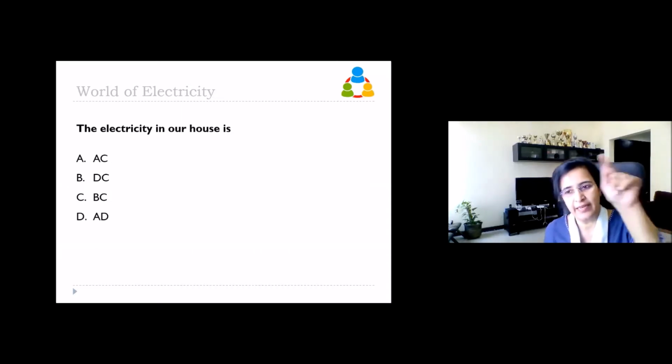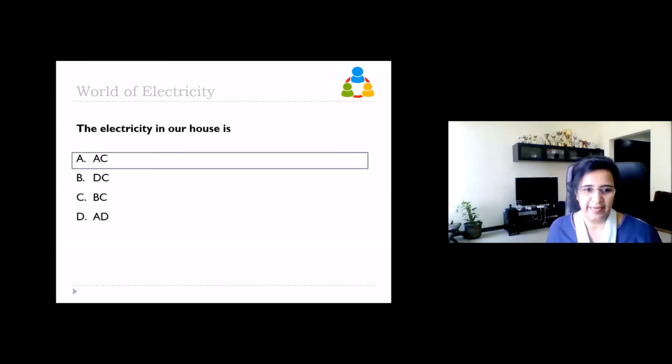which is an alternating current and voltage. And DC is stable. The voltage and current are in a straight line.